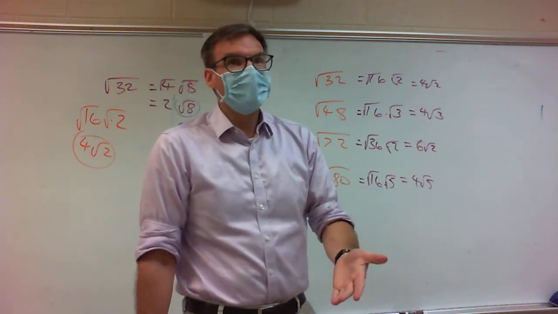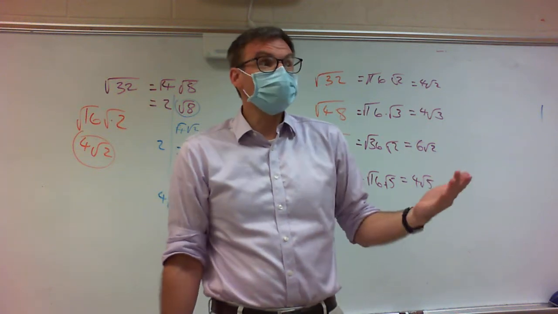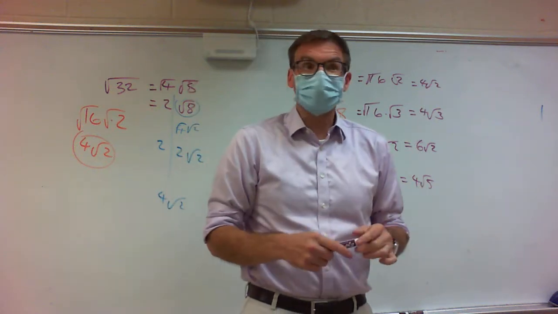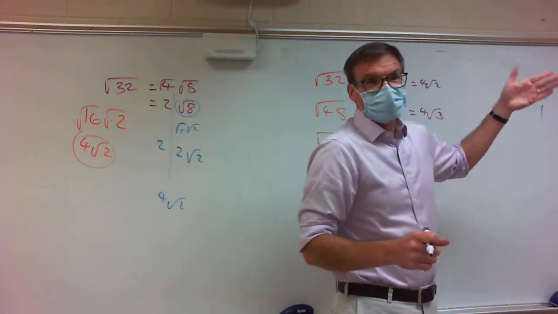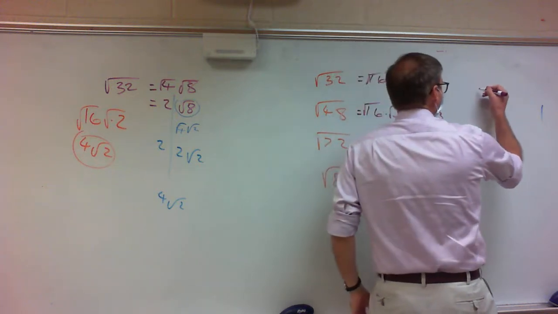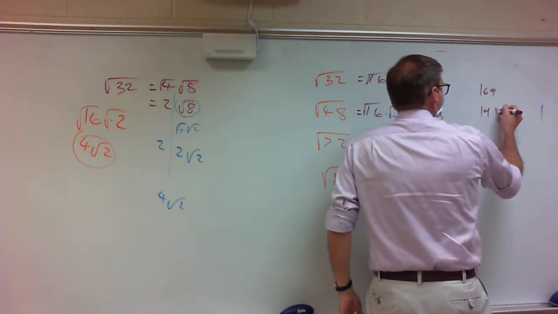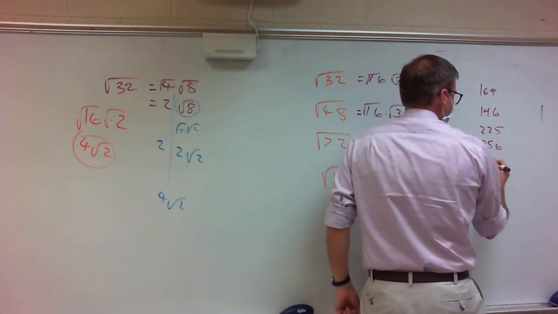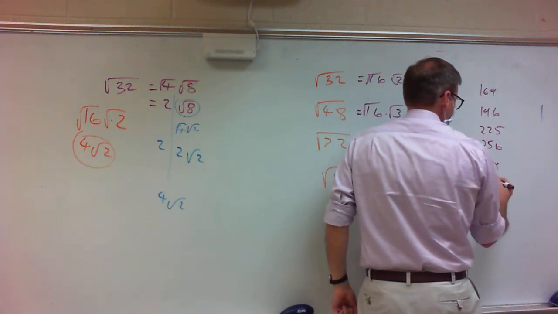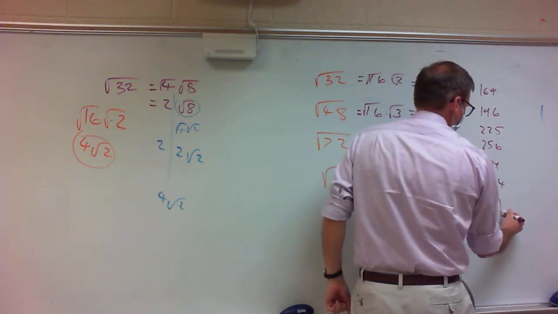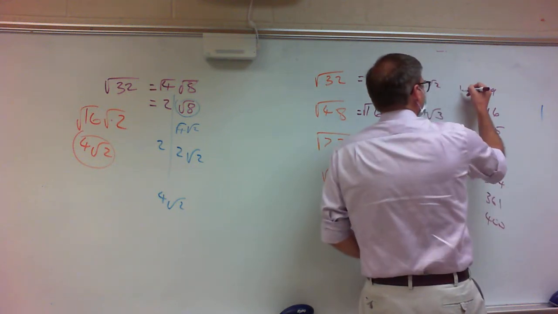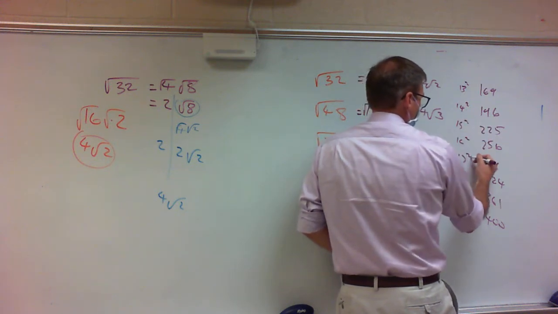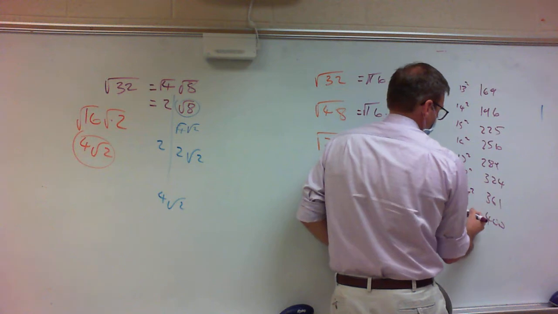When I say know your perfect squares, I mean know them up to at least 20. You need to know that 16 squared is 256, 17 squared is 289. I'm not going to write the perfect squares from 1 through 12 because you know those, but you need to know that 13 squared is 169, 196, 225, 256, 289, 324, 361, and 400. So that's 13 squared, 14 squared, 15 squared, 16, 17, 18, 19, and 20 squared.